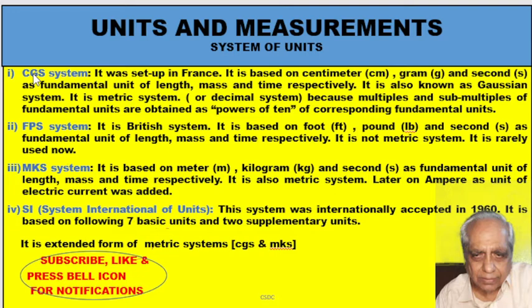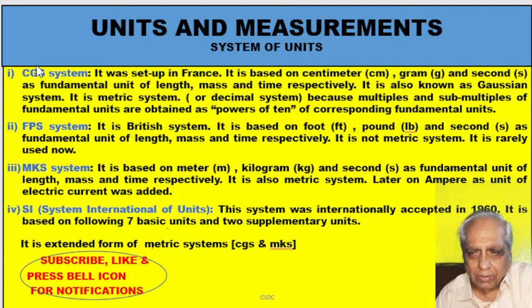It means if I convert a smaller unit to a bigger unit, or a much smaller unit, it will be only multiples of 10. Like 1 centimeter is equal to 10 raised to minus 2 meter, and 1 centimeter is 10 millimeter. So it is always multiples of 10: 10, 100, 1000. That is called a metric system. It is always 10 raised to some index.